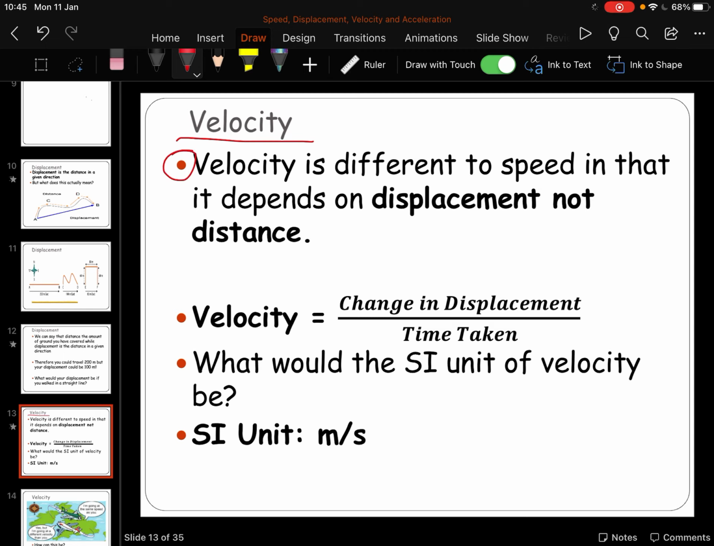Take down the first point here and underline the bit in bold. That's important. Velocity is different to speed, and that depends on displacement, not distance. So it's different to speed because it's the displacement, not distance. Speed is distance covered in the time taken. Velocity is displacement covered in time taken.